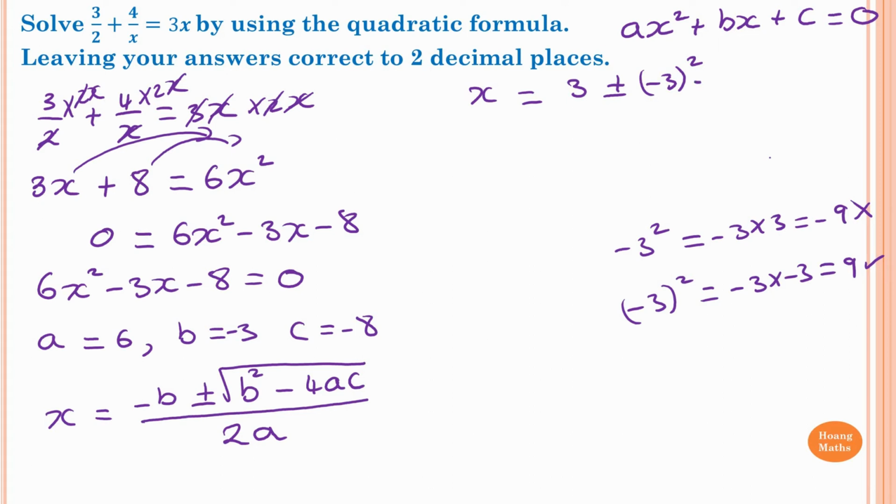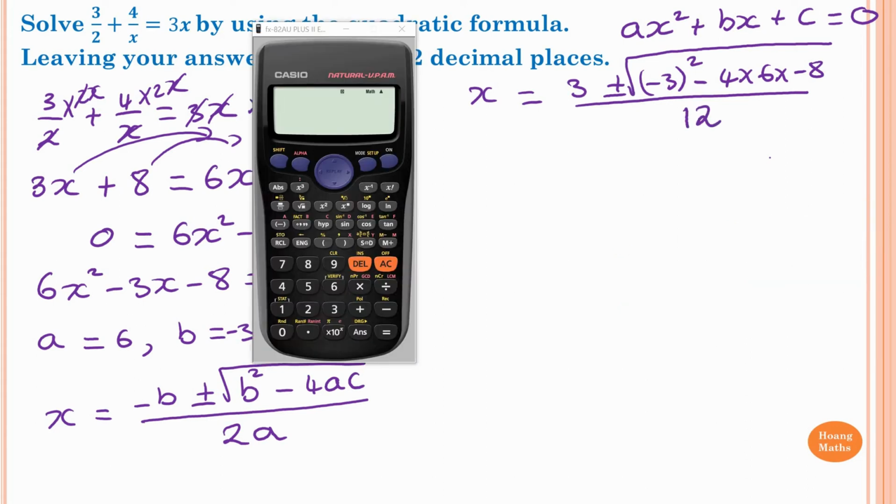So now minus 4a, so 4 lots of a, which is 6, so I put times 6. Times c, which is negative 8. So just write this and then the square root of that, all over 2a, so 2 times 6, which is 12. So now I just put it in the calculator. I do the inside of the square root first. Otherwise, type exactly the same as up here on the screen. And that's how you do it.